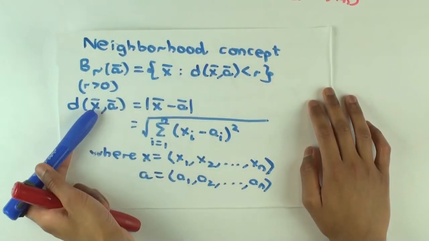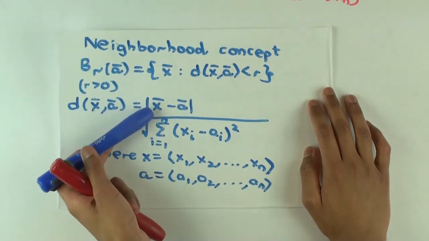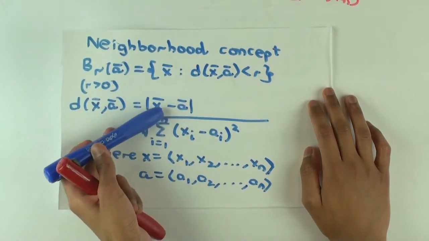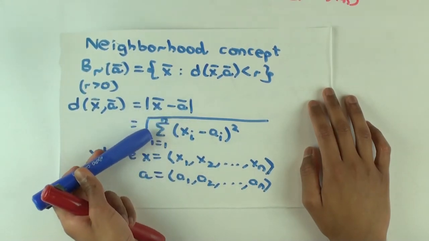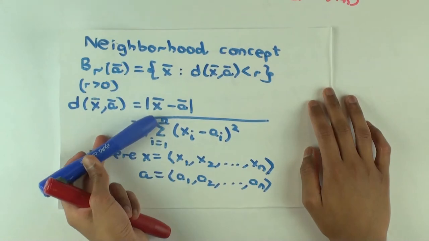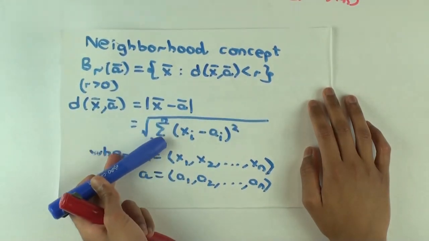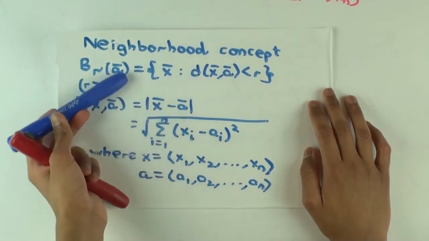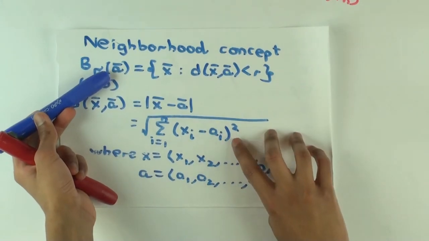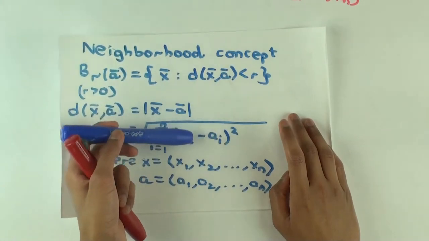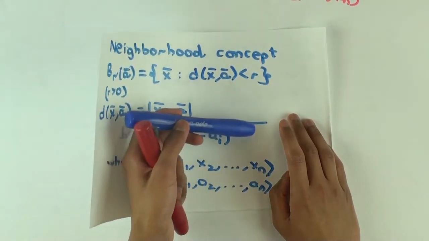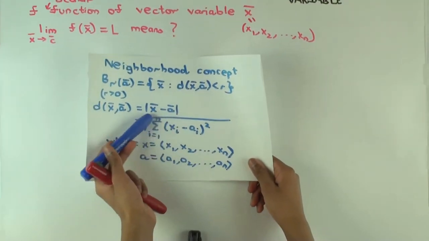What's the distance between two vectors defined as? Well, it's defined as the length of the difference of the vectors, which, using the distance formula or the norm formula, is the sum of the squares of the coordinate differences, and then take the square root. So x is x1 to xn, a is a1 to an, you take the difference in each coordinate, square, add, and then take the square root. I'll just use this |x - a| notation.